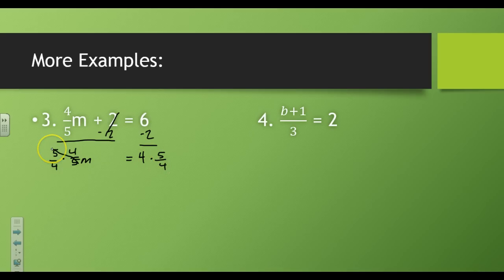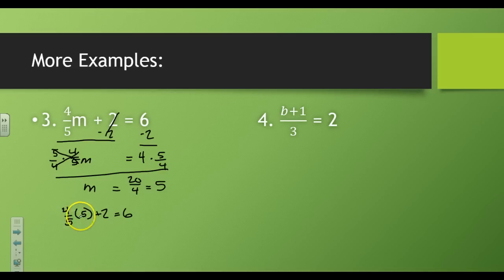So 5 times 4 is 20, 4 times 5 is 20, or it just becomes a big fancy 1. So m equals, now 4 times 5 is 20, and it's over 4, which is 5. So m equals 5. Now we can check that. 4/5 times 5 plus 2 equals 6.